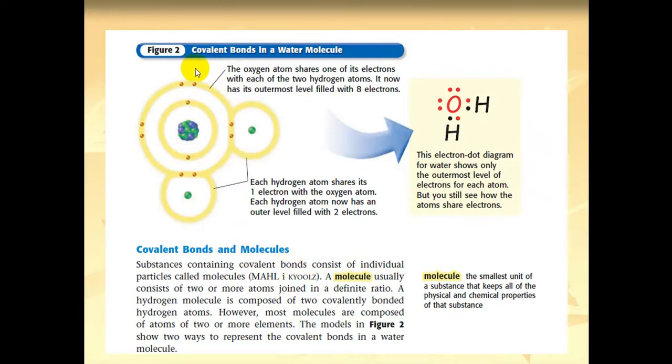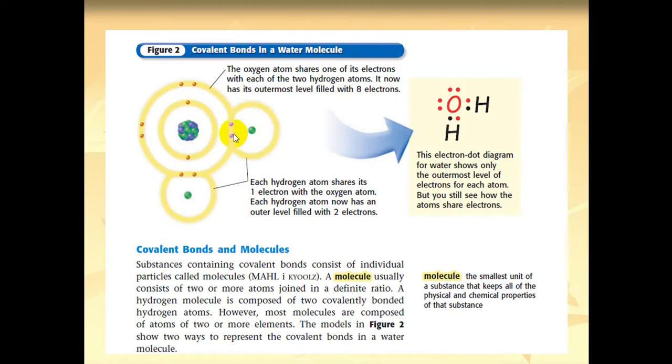Okay, so now we will see, as we said, the oxygen atom shares 1 of its electrons with each of the 2 hydrogen atoms. It now has its outermost energy level filled with 8 electrons, and each hydrogen atom shares its 1 electron with the oxygen atom. Each hydrogen atom now has 2 electrons, and the outer energy level is filled.